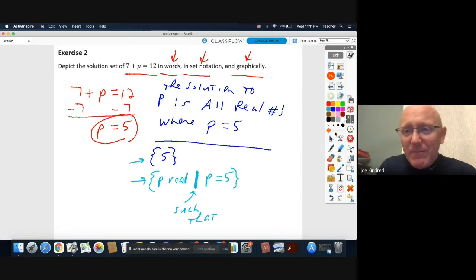And then finally, if you're going to have the graph, well, the graph is pretty simple for this one. You're going to put 5 in the middle. I'm going to put 6 here because we get larger as we go to the right, and put 4 here. And then because P is equal to 5, I'm just going to have a dot on 5. And that's it.